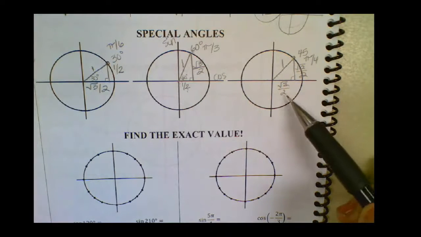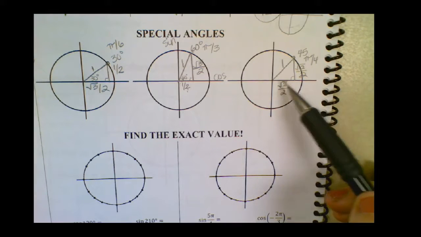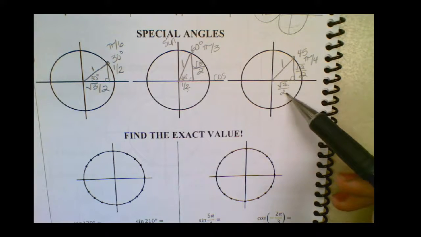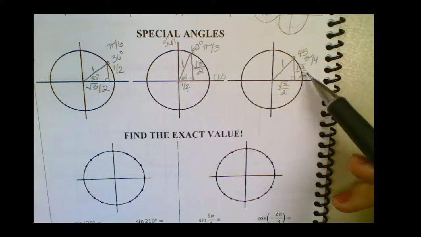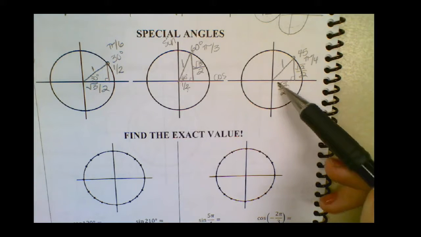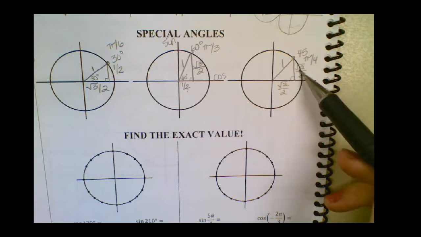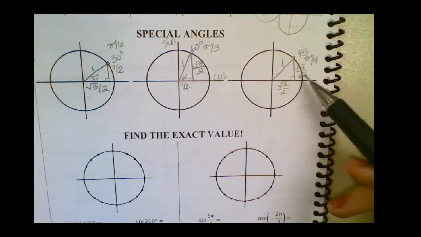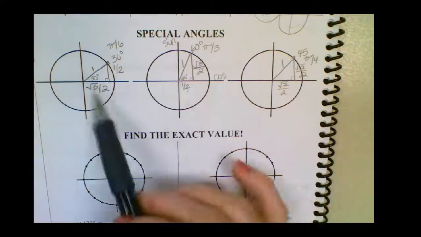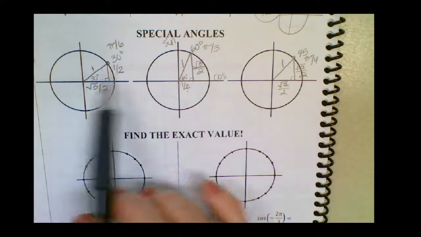There we go. So if I were to find the cosine, again, I'm looking at my x value of that triangle, which would be square root of 2 over 2 over 1, which is just square root of 2 over 2. The sine would be square root of 2 over 2 over 1 also. My tangent for a 45-degree angle is square root of 2 over 2 over square root of 2 over 2, which just gives us 1. So those are your basic 3 triangles.